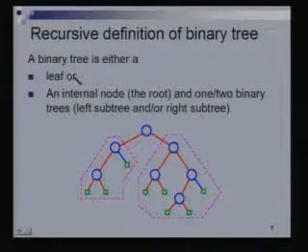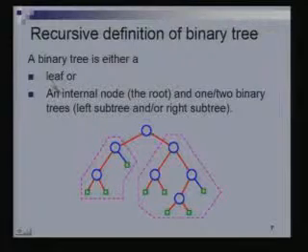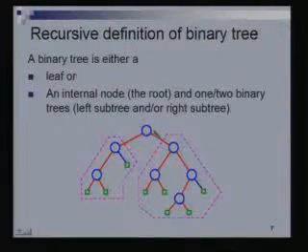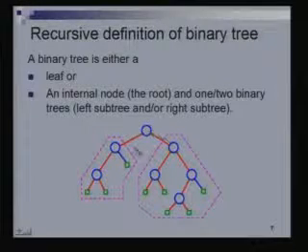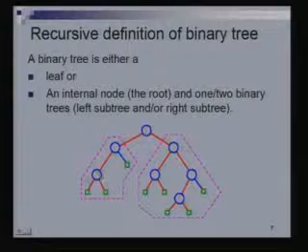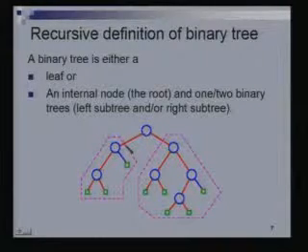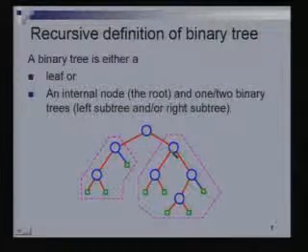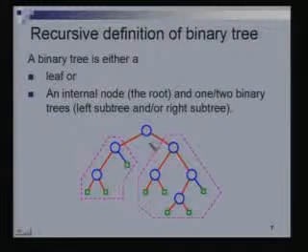I can also define a binary tree in a recursive form as follows. A binary tree is just either a single node, a leaf, or it is an internal node, which is the root, to which I have attached two binary trees. This part is called the left subtree, and this is called the right subtree. So I can construct any binary tree in this manner.